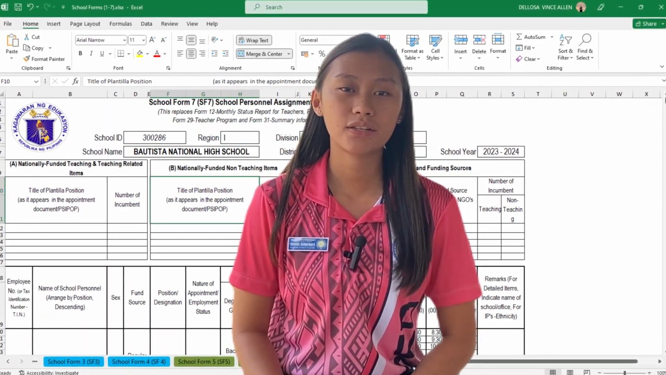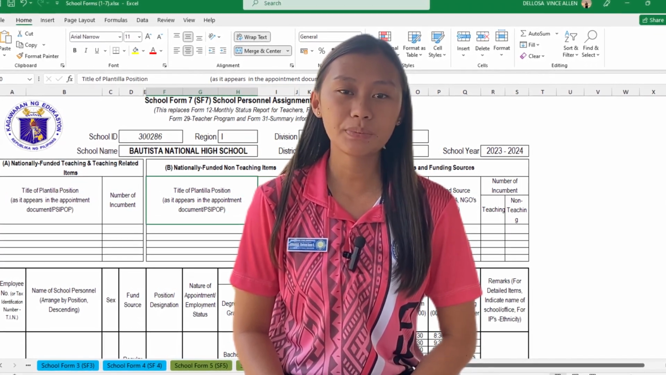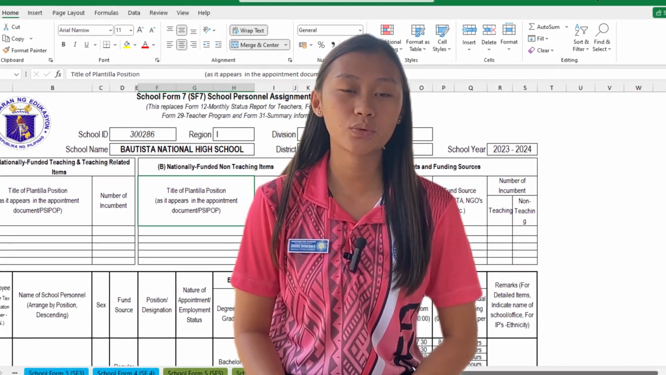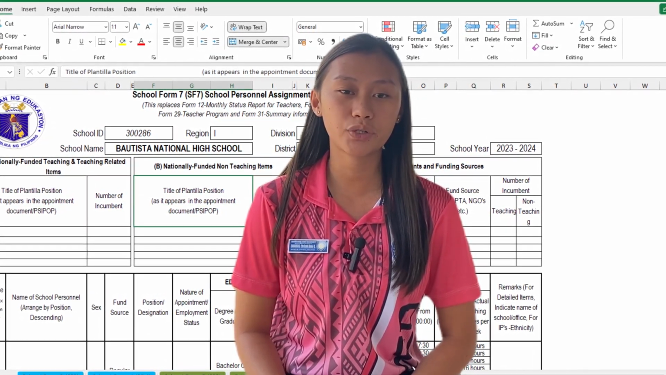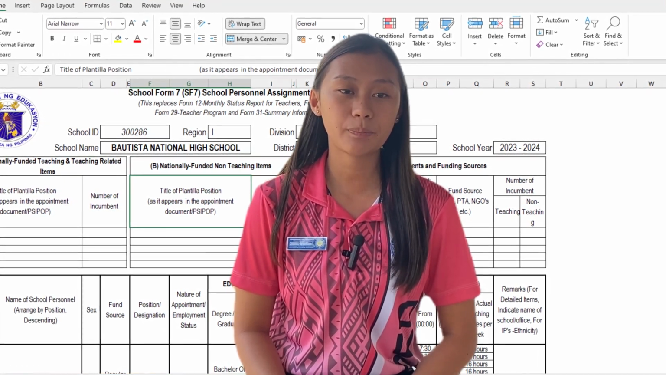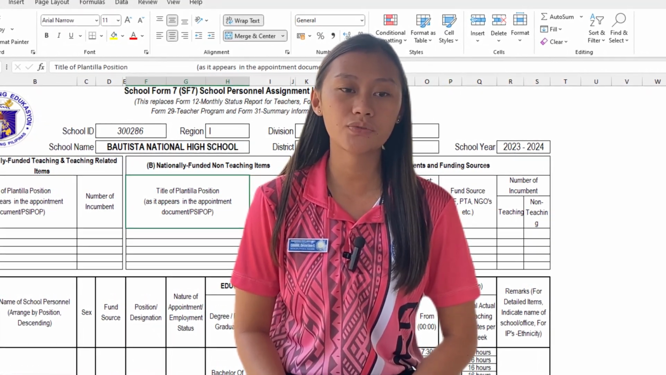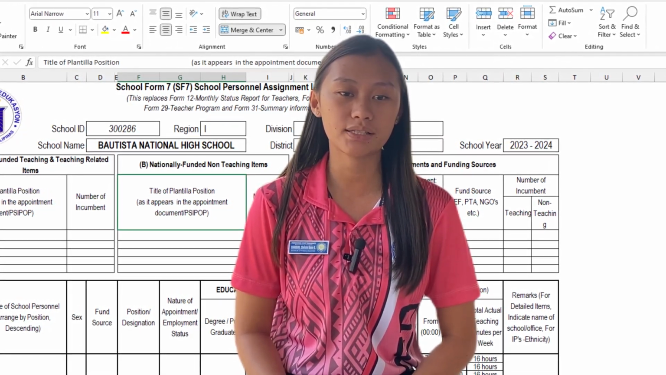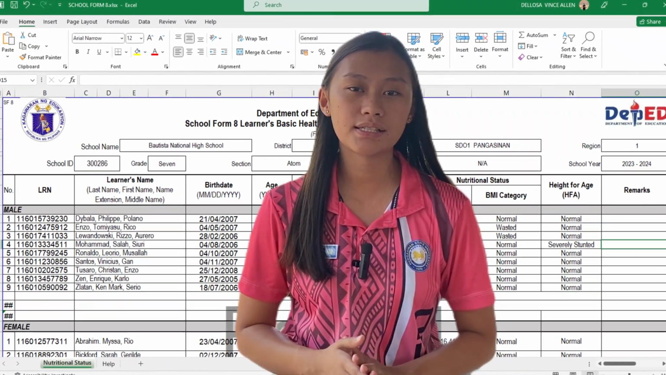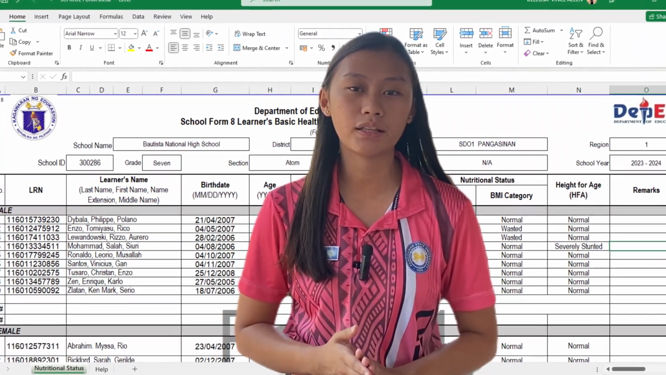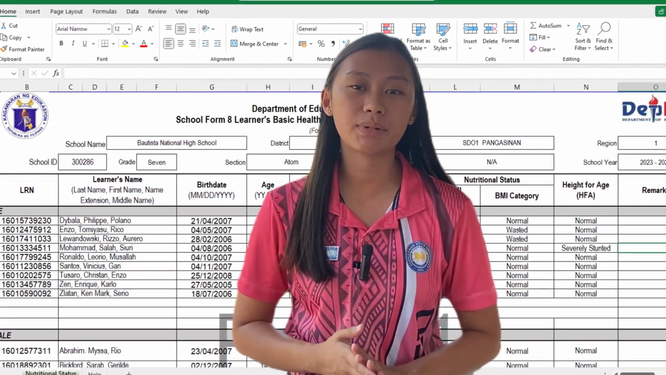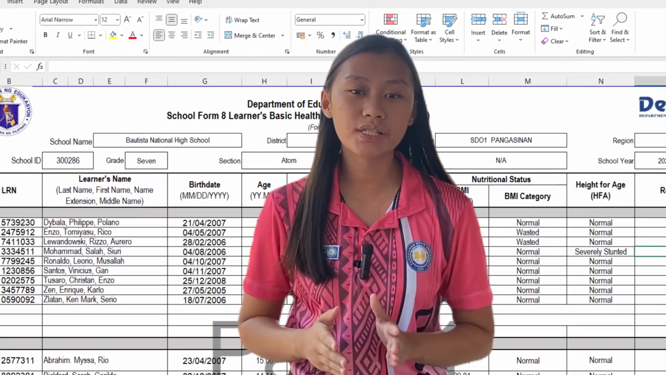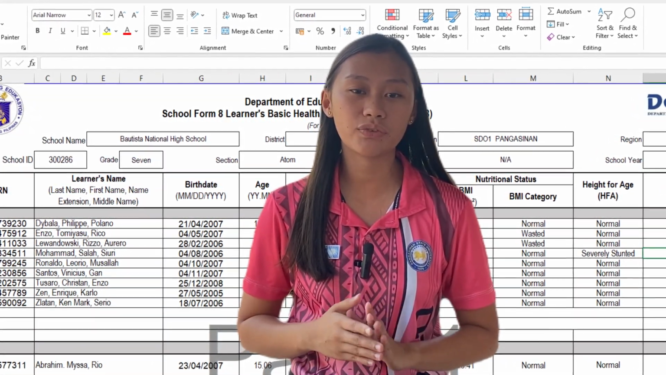SF7, also known as the Inventory of School Personnel, is completed manually at the beginning of the school year or as needed. This form was originally designed for the Human Resource Information System. School heads prepare SF7 to keep track of school personnel lists, including their basic profiles and teaching load assignments. On the other hand, SF8 is the learner's basic health and nutrition profile, showcasing each learner's body mass index assessments. Class advisors or MAPEH teachers prepare this using the LIS at the beginning and end of the school year.